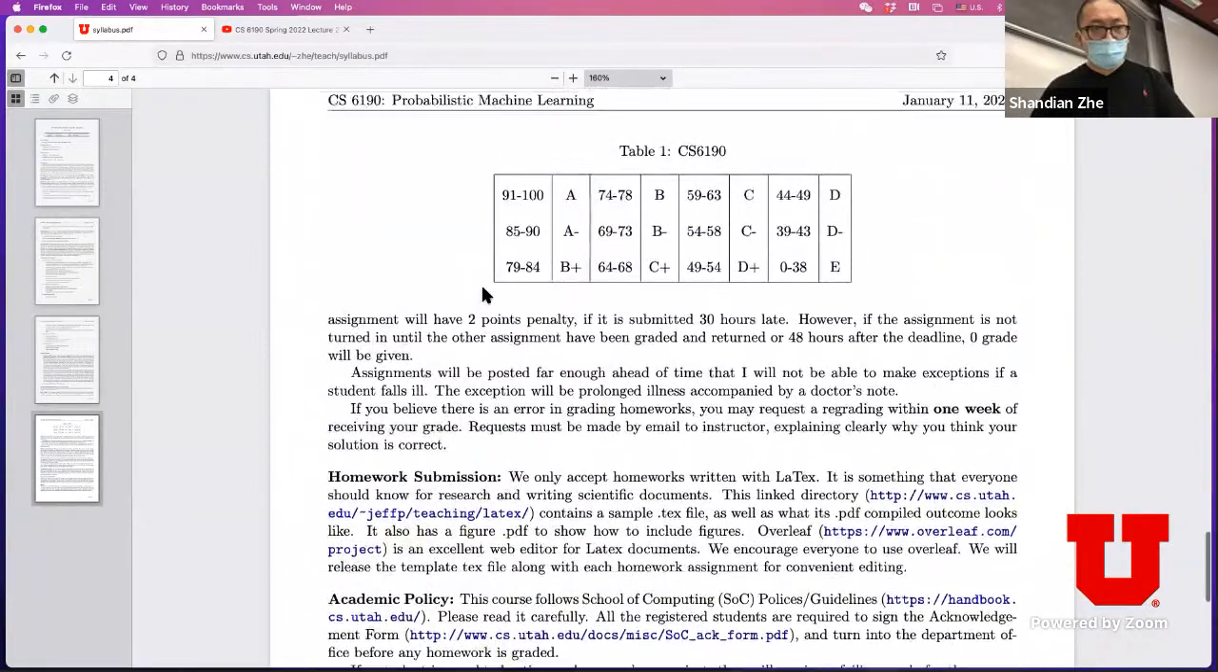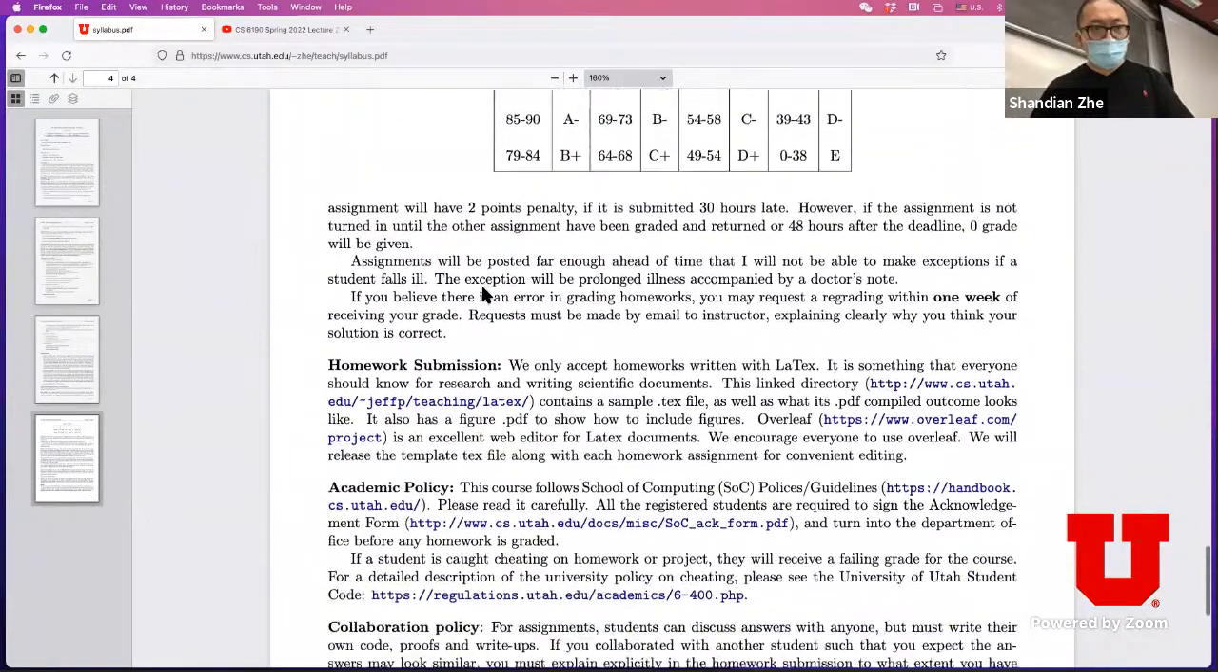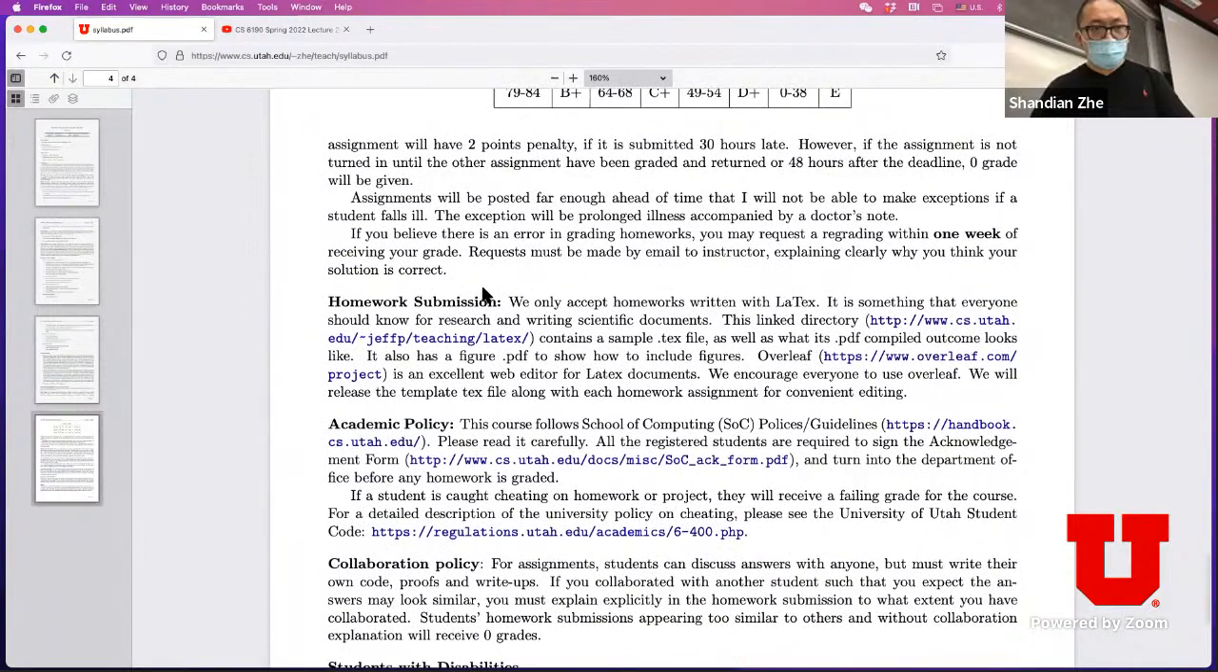Any question regarding the letter grade mapping and homework submissions? Okay. Oh, by the way, homework submissions are through Canvas, right? Unless we request you to send by email, just submit through Canvas, right?